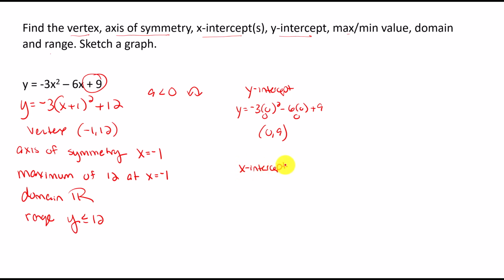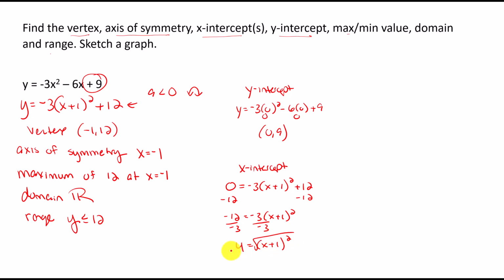To find my x-intercept, I'm going to take my completed square form, which we have right here, and I'm going to plug 0 into y. And then remember, I'm going to move this 12 first, so I'm going to subtract, and I get -12 equals -3 times x plus 1 squared, and then I have to divide by this -3. So I get 4 equals x plus 1 squared. And then we're going to square root, but we're going to put plus or minus.